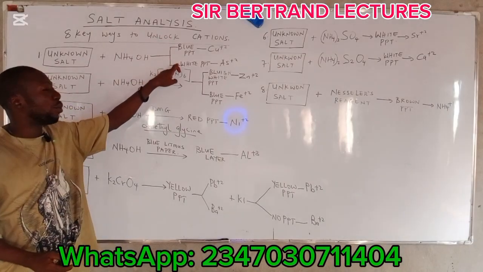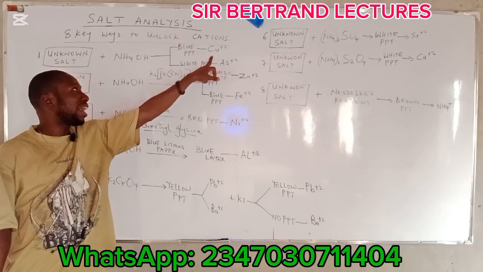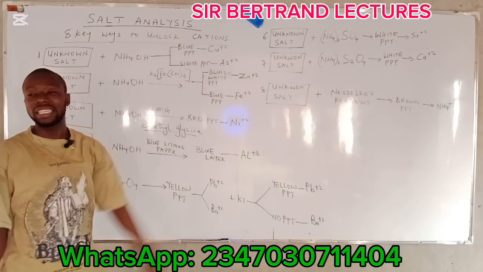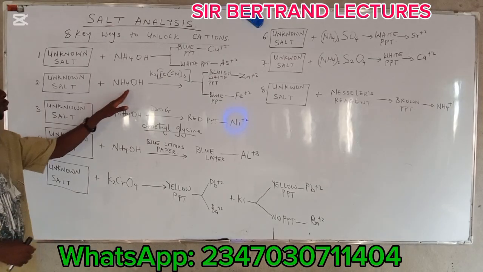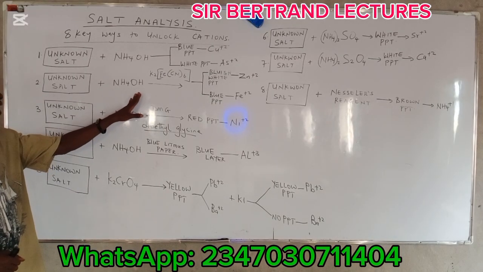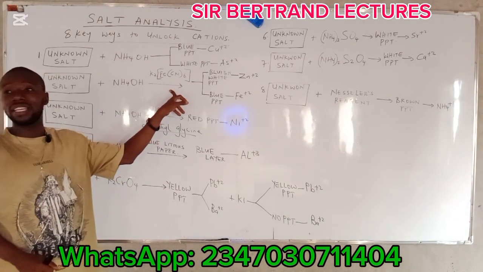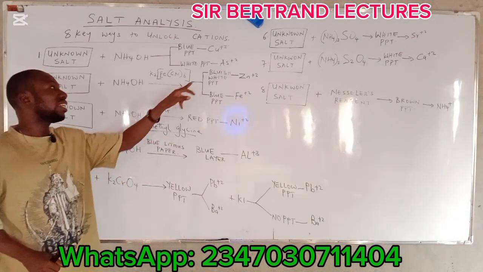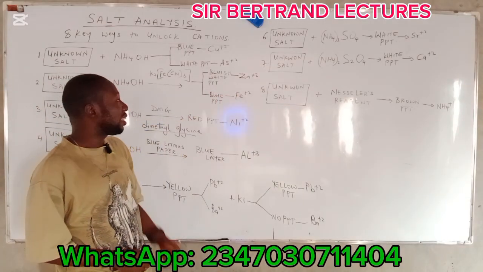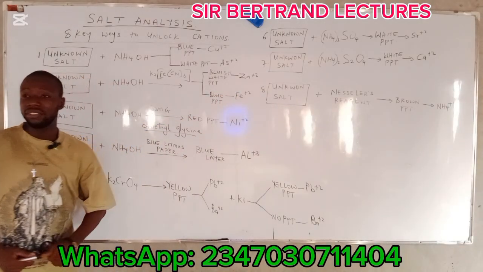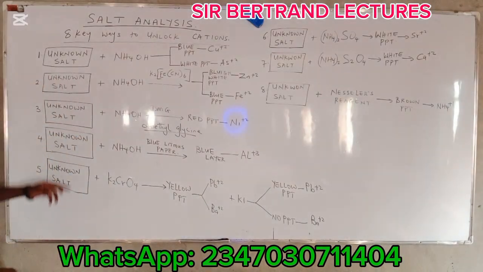That gives either blue or white. Blue precipitate indicates the presence of copper ion, while the white precipitate indicates the presence of arsenic ion. Number two, you added the same ammonium hydroxide to the unknown source sample, and here it's taking place in the presence of potassium cyanide. Then if it gives bluish white, it indicates the presence of zinc ion. Then if it gives blue precipitate, the cation present is iron.